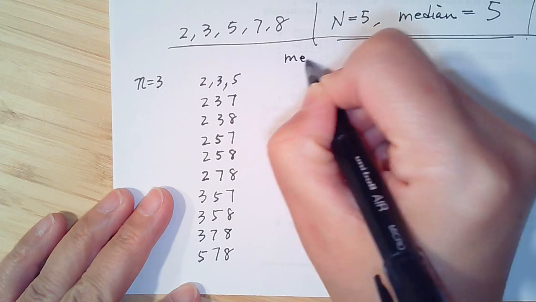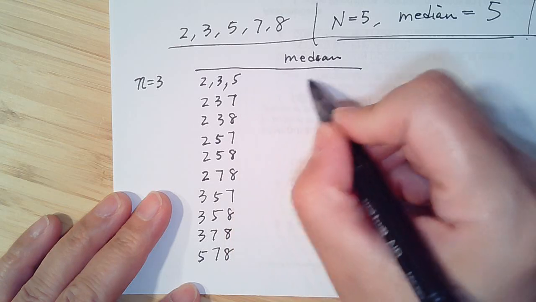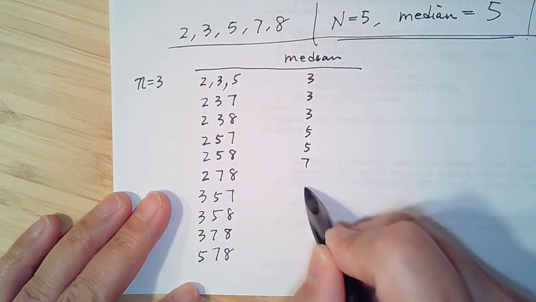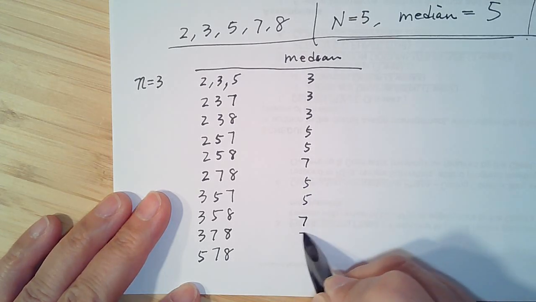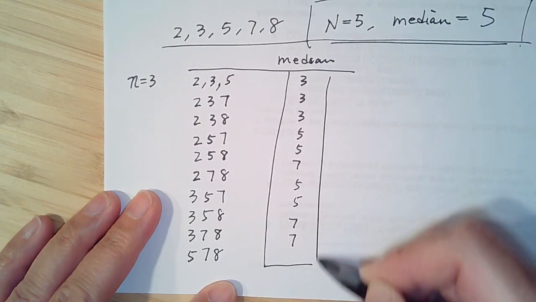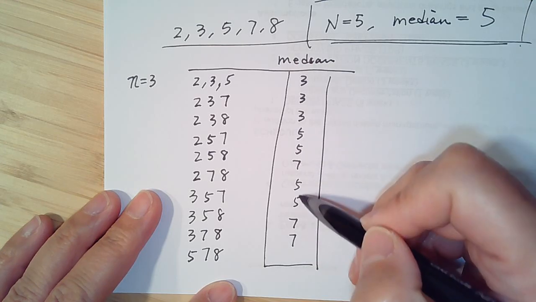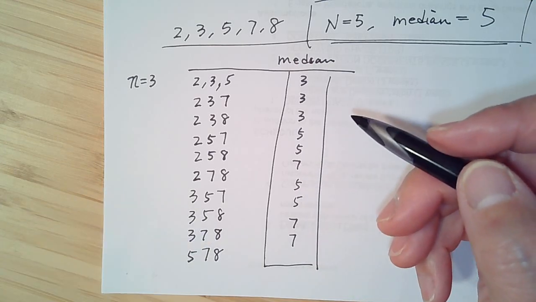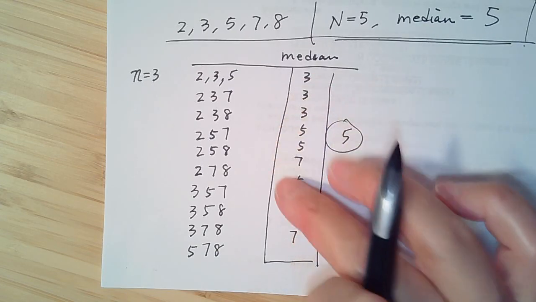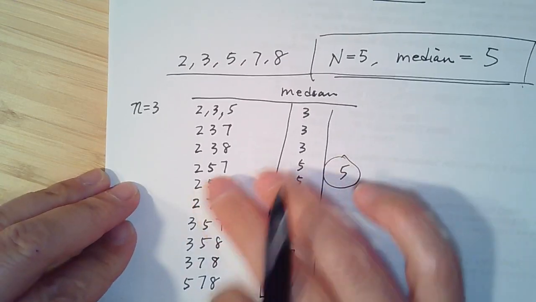Now let's see what the sample median is in this case. The sample medians are 3, 3, 3, 5, 5, 7, 5, 5, 7, 7. Now let's see what the average of this is. 3, 3, 3, 7, 7, 7, 5, 5, 5, 5. And what is the average of that? It's 5. So that's good. Our sample median targets the population median. That's not a problem, but you're lucky because of this.